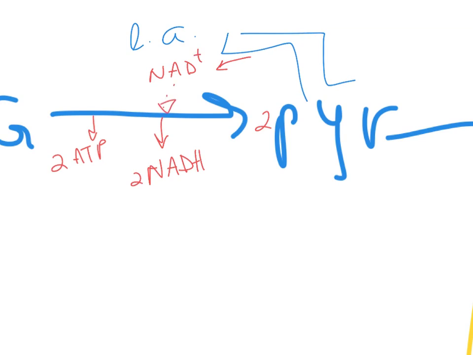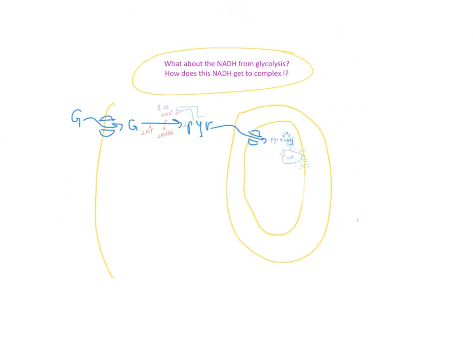Okay, so somehow I don't want to waste these electrons from NADH. I want to get them over to the electron transport chain so that we can create the proton motive force, or the electrochemical gradient, so we can make some ATP finally. And the way that this is done is using what's called the malate-aspartate shuttle.